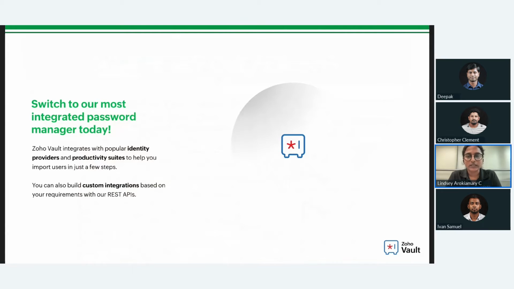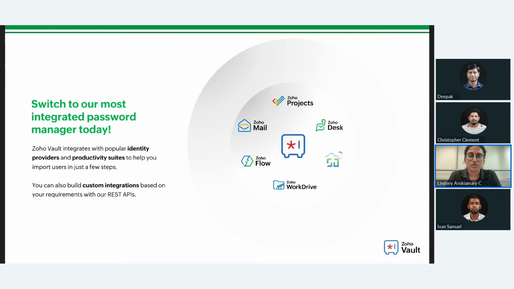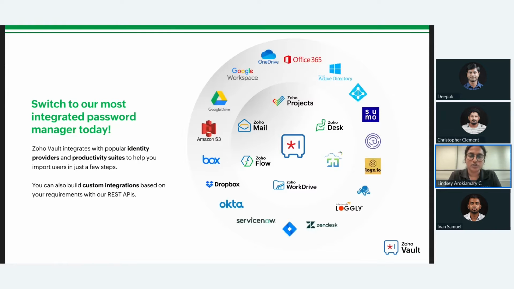Zoho Vault tightly integrates with in-house Zoho apps like Zoho Projects, Zoho Desk, Service Desk, Zoho Mail, Zoho WorkDrive, and Zoho Flow. Third-party integrations include Google Workspace, Office 365, Okta, cloud storage like Box, Dropbox, and Google Drive, helpdesk solutions, and SIEM services, to name a few. You can also build your own custom integrations based on your requirements with our REST APIs.